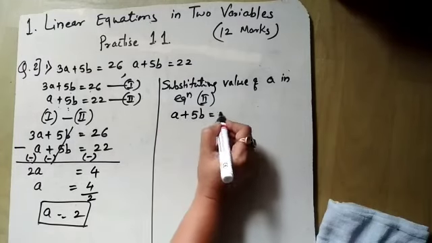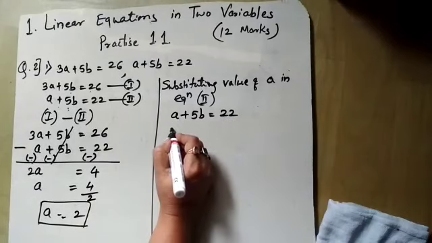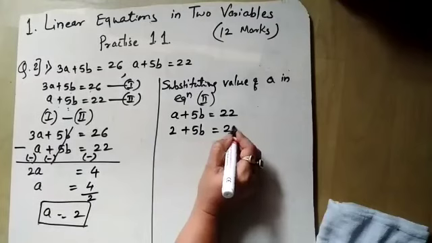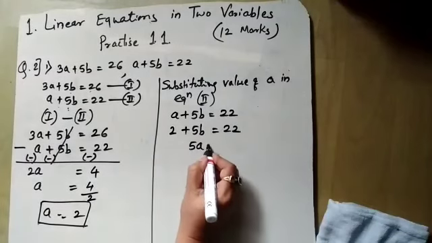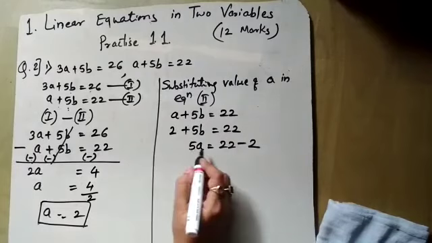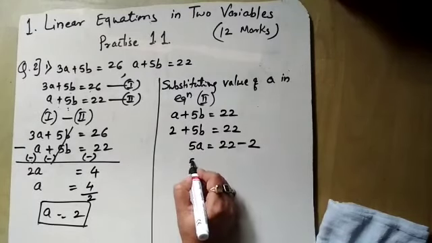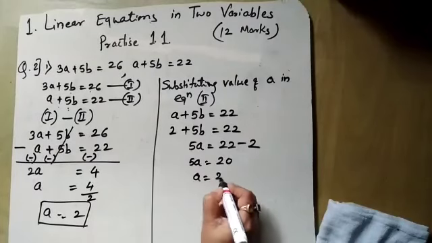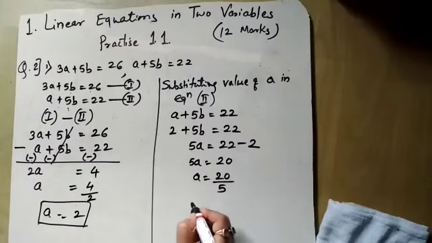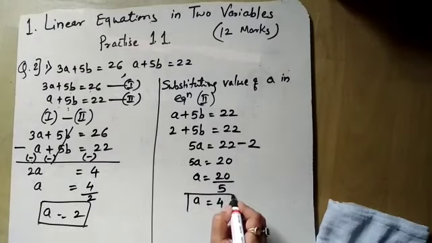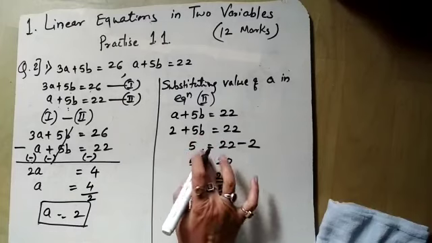a plus 5b is equal to 22. a is 2 here. I will write 2 plus 5b is equal to 22. 5b is equal to 22 minus 2. This 2 becomes minus when it shifts to the right side. 5b is equal to 20. b is equal to 20 upon 5. b is equal to 4. Sorry, b is equal to 4.